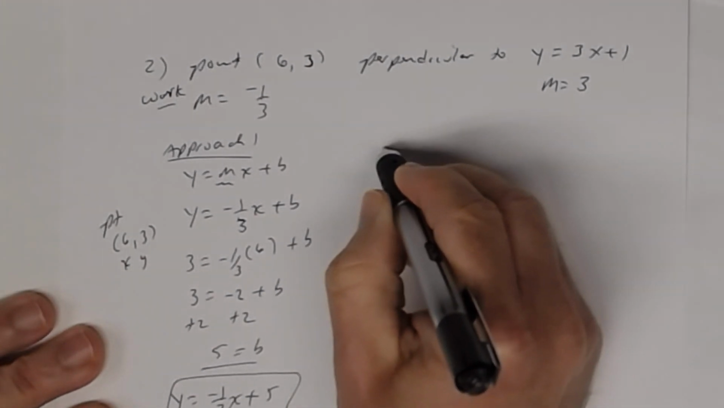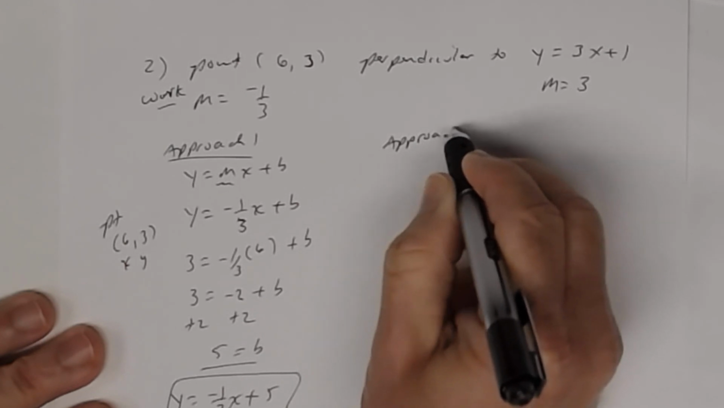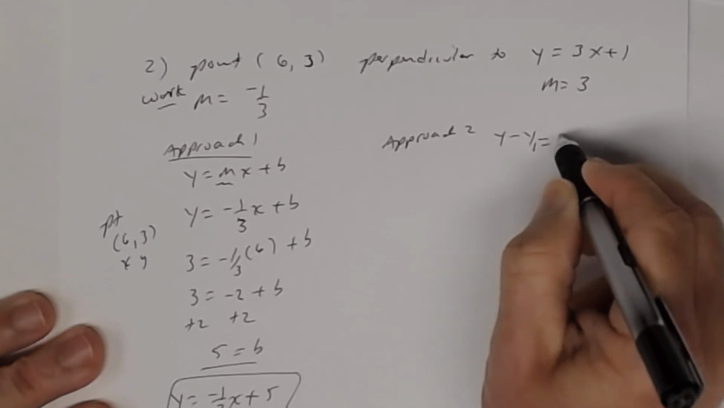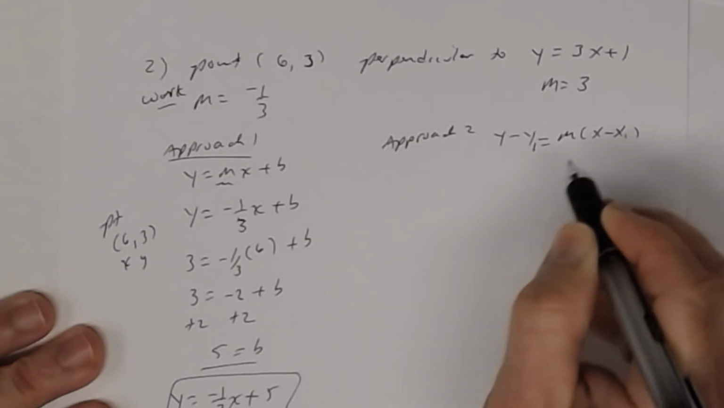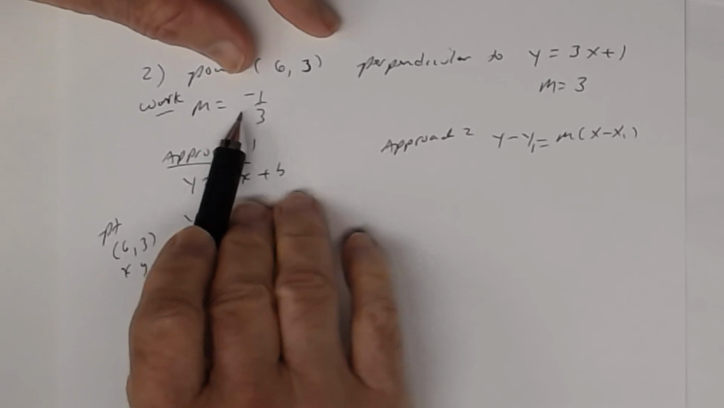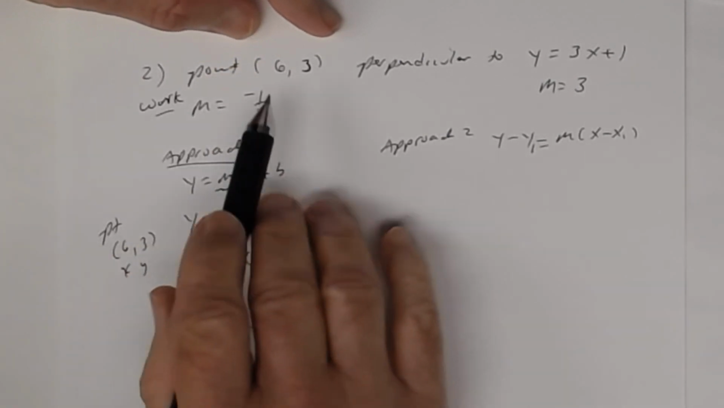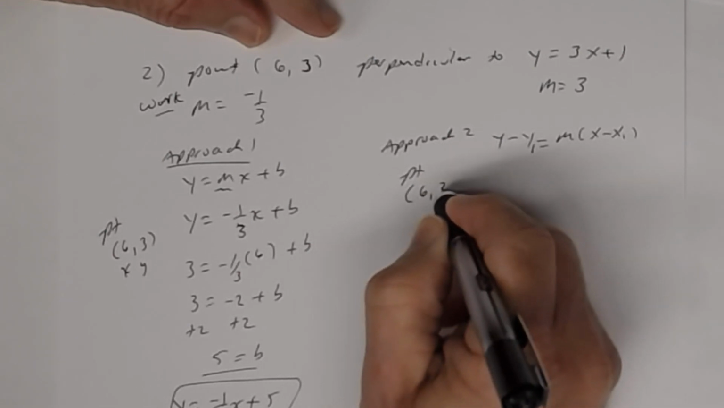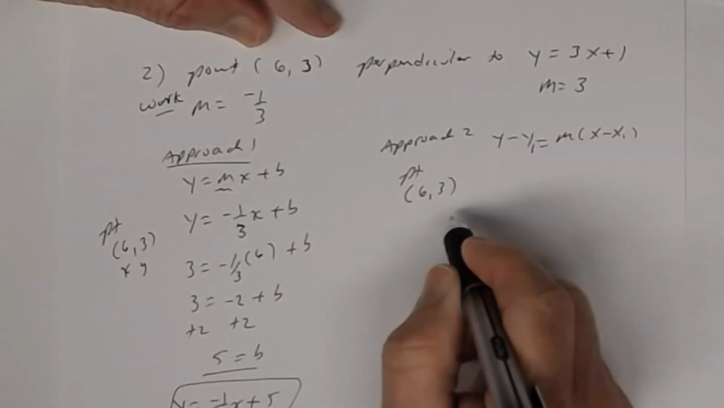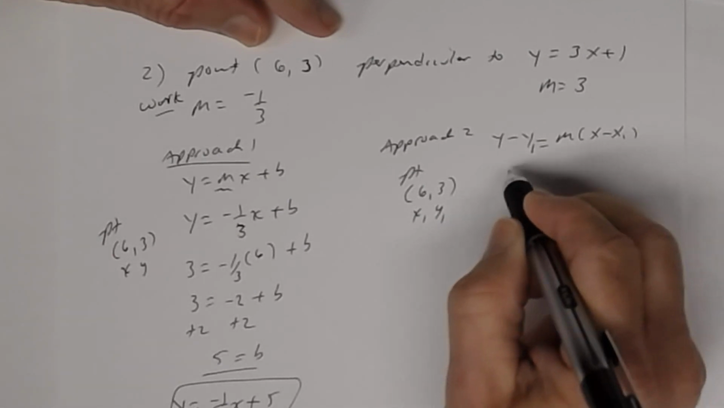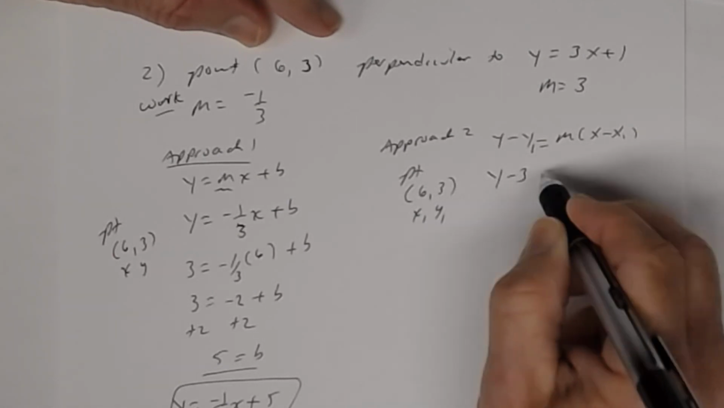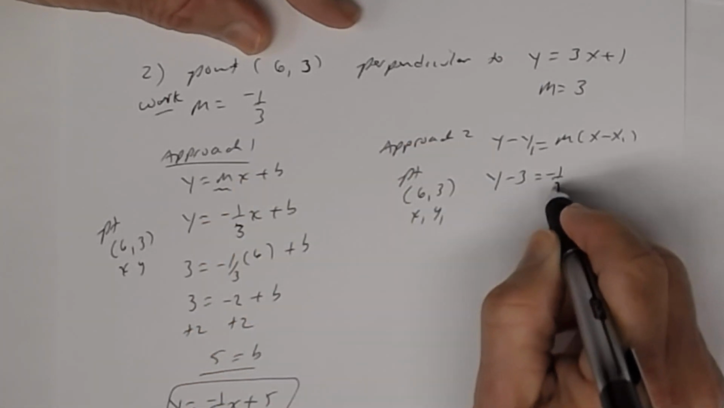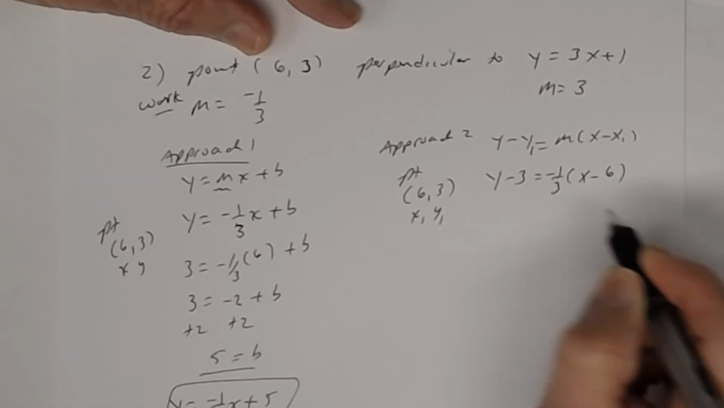The second approach, so approach 2, so some of you could have done it this way, was to use point-slope form, y minus y1 equals the slope times x minus x1. So you now know the slope, so the slope is negative 1/3, right? And you know a point on that line is 6, 3, except in this equation, we'll let this be x1, this be y1. So you have y minus y1, which is 3, equals the slope, which is negative 1/3. Remember, perpendicular, negative 1/3, times x minus x1, which is 6.